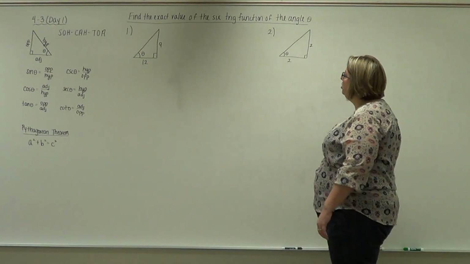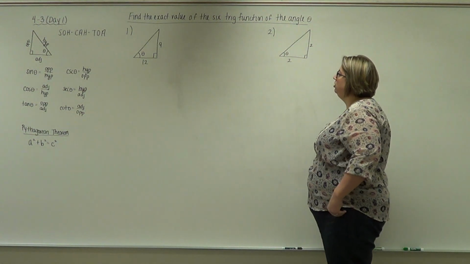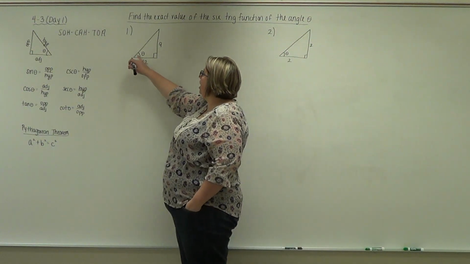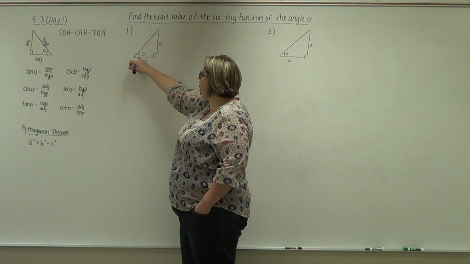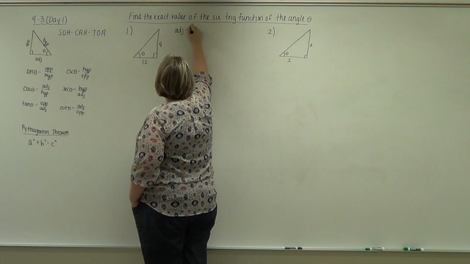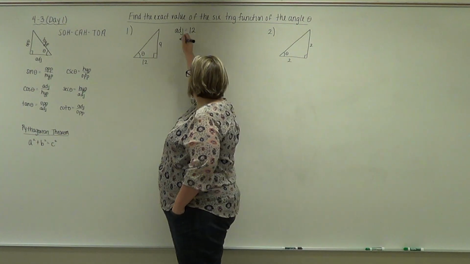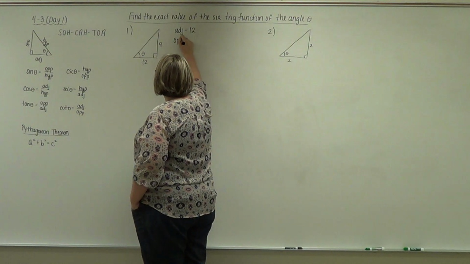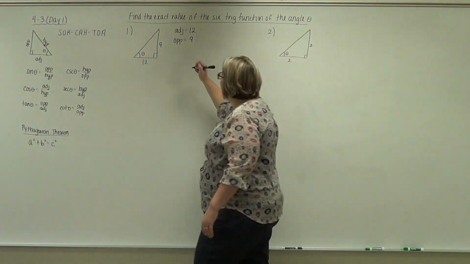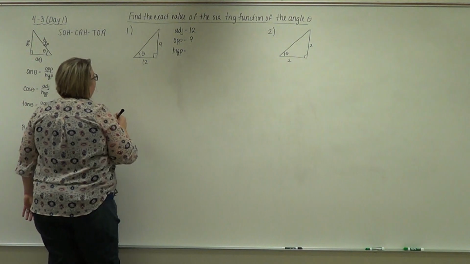Okay, so the first thing we're doing is we're given a triangle, and we want to find the exact value of the 6 trig functions of the angle. Well, if this is my angle, and I know 12 and 9, well 12 is the one right next to the angle, so I know that my adjacent is 12. And I know 9 is opposite, so I know my opposite is 9. But what I'm missing is my hypotenuse. So to find my hypotenuse, we're going to have to use the Pythagorean Theorem.